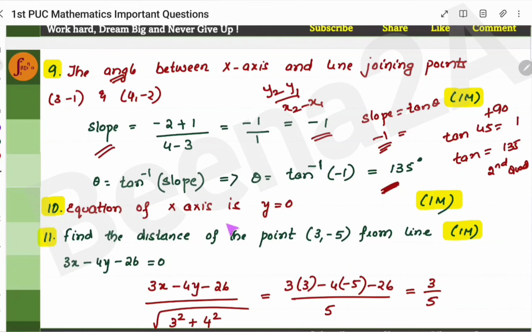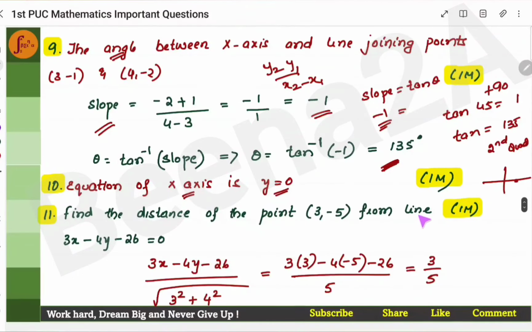Then similarly, you have equation of x-axis. What is equation of x-axis? When you say some point is there on x-axis, there is no y-coordinate. So it becomes y is equal to 0. Now here, another example. Find the distance of the point from line. Use this particular formula. Point to line, there is this formula: ax1 plus by1 plus c by root of a square plus b square.